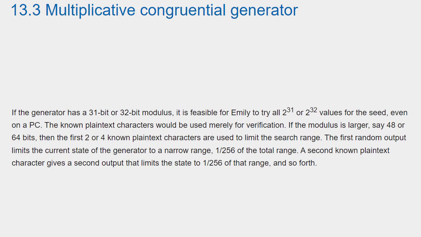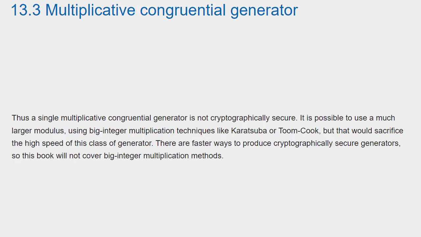The first random output limits the current state of the generator to a narrow range, 1/256th of the total range. A second known plaintext character gives a second output that limits the state to 1/256th of that range, and so forth. Thus, a single multiplicative congruential generator is not cryptographically secure.